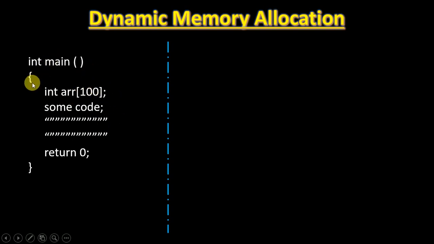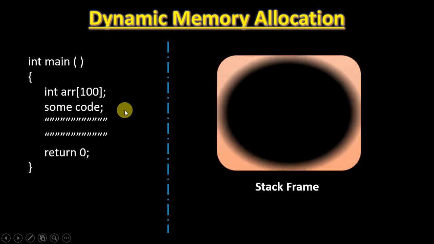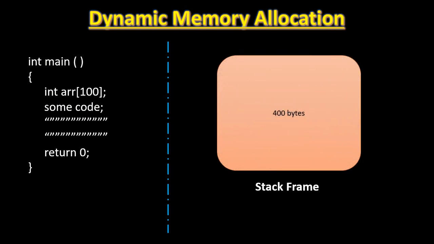As soon as your CPU control is going to execute this particular function, and whenever it encounters this line, immediately in the stack frame 400 bytes of memory will be allocated for this array. So an array of size 100 will be there, and its total size is 400 bytes, and it will be getting memory in the stack segment.